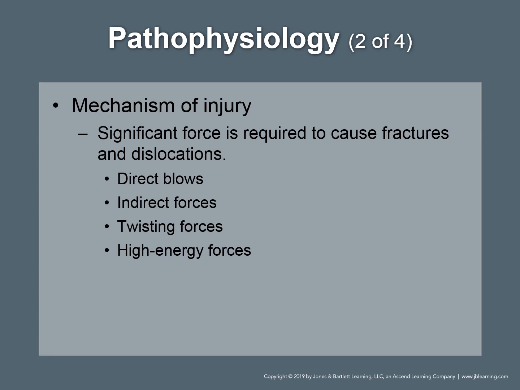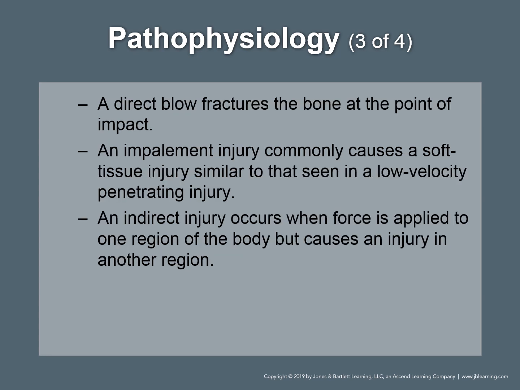So what's our mechanism of injury? Is it a direct blow? Is it some kind of indirect force? You can have pressure waves, those kind of things. We see twisting forces a lot of times, and that's where someone falls and they twist their wrist to try to catch themselves. And then you have high energy forces. This is your bullets. You're usually penetrating, but you can also have some blunt, high energy force trauma that will cause fractures.